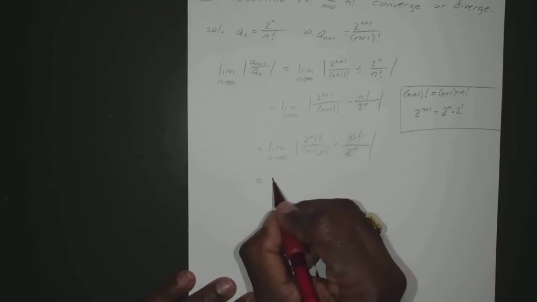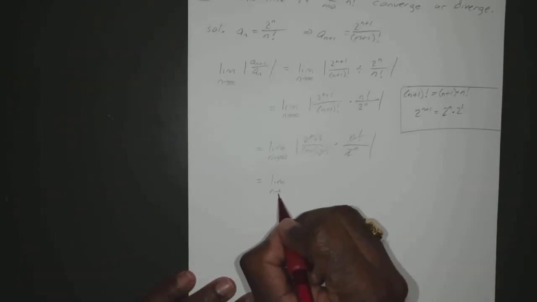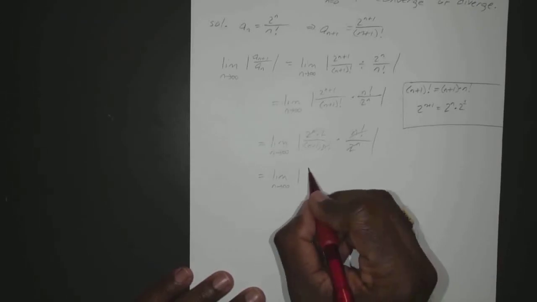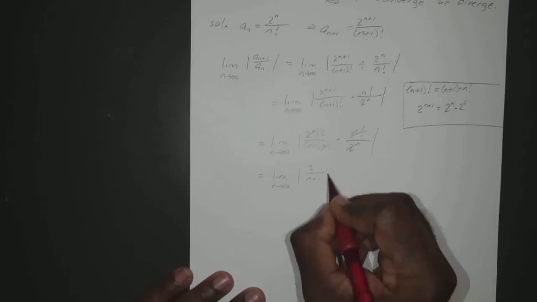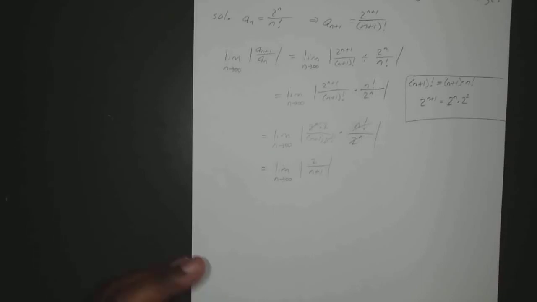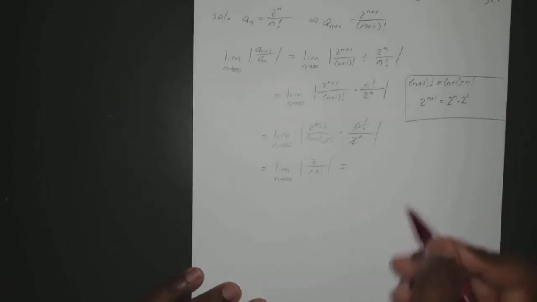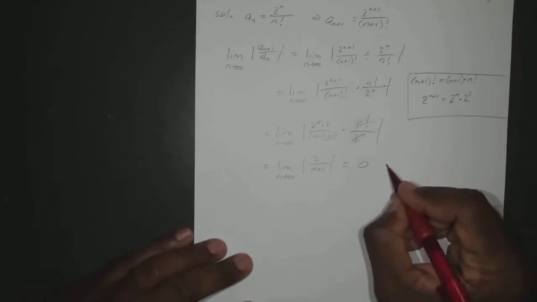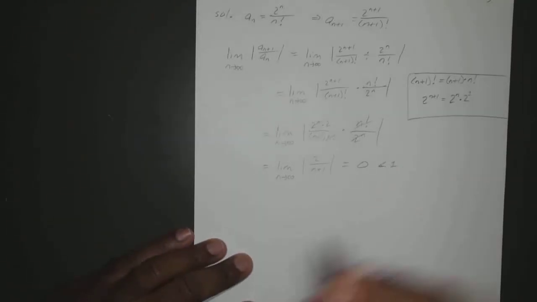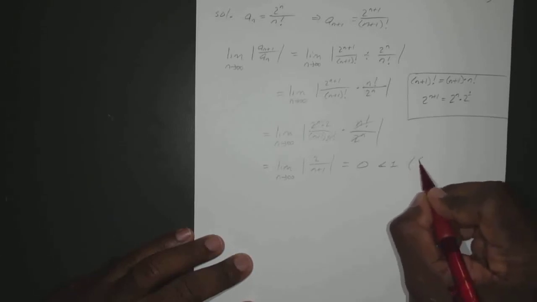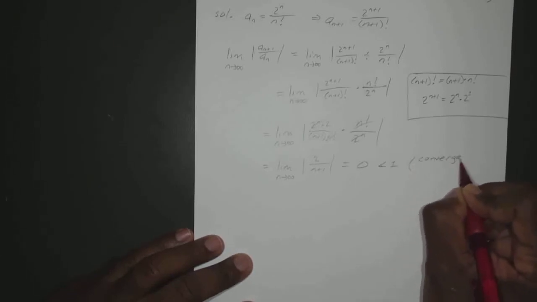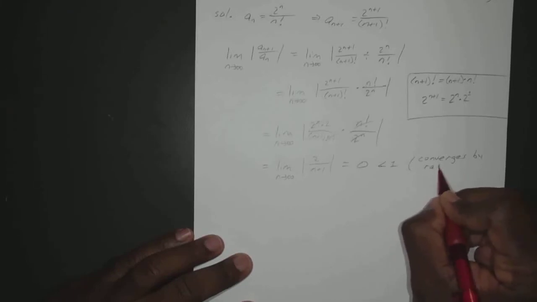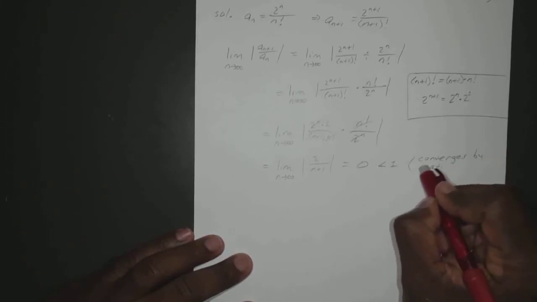Okay, so this is the limit as n approaches infinity of the absolute value of 2 over n plus 1, which will always be positive, so you don't really need the absolute value anymore. Which is actually equal to 0 as n approaches infinity. Okay, so that is less than 1. So we know it converges by the ratio test.